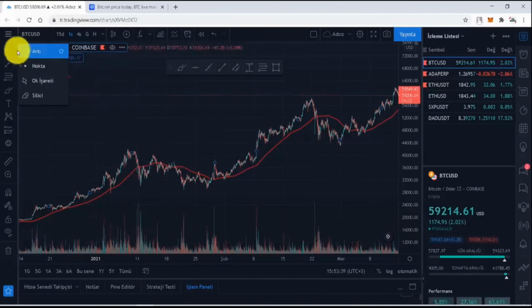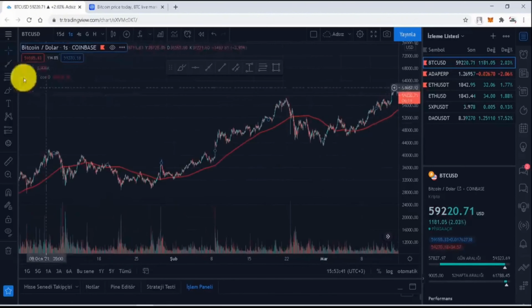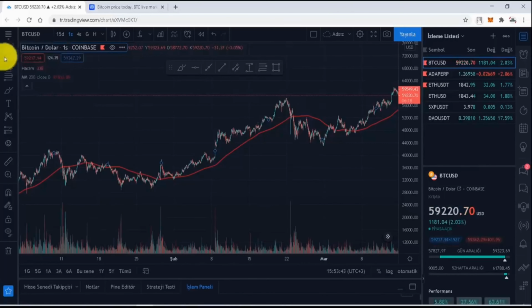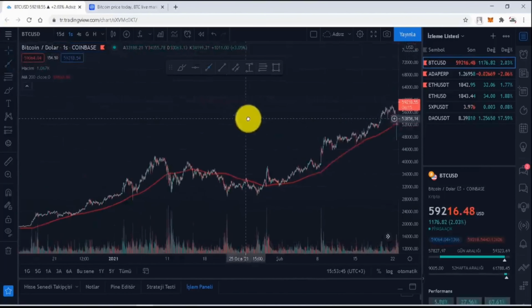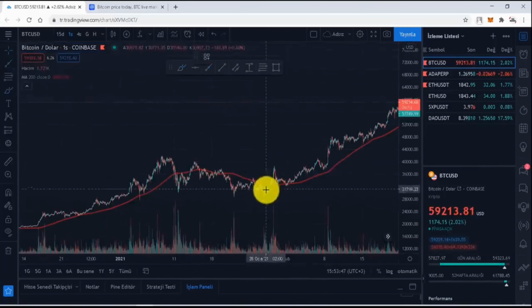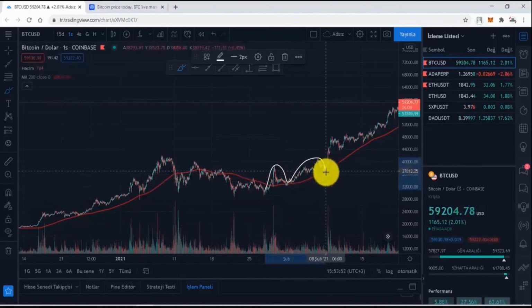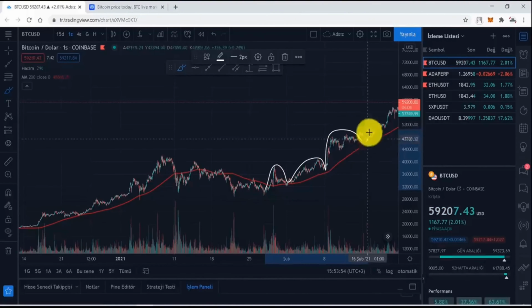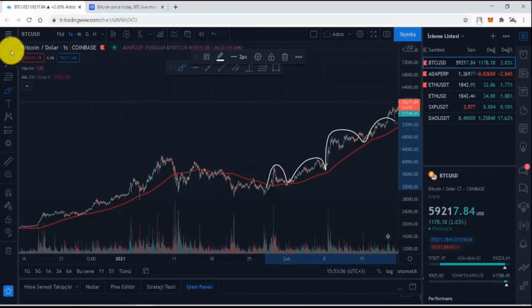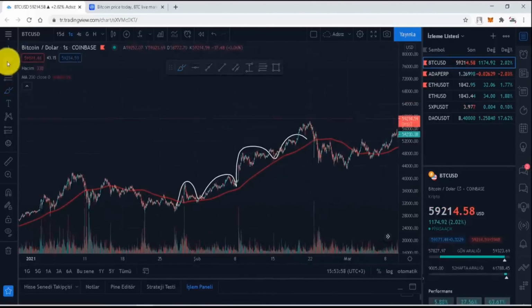Here, the price is above the 200-day moving average. For example, look, we are above the 200-day moving average. The price is above the 200-day moving average here. When the price is above the 200-day moving average, this 200-day average acts as a red line that always provides support. The price often reverses. Our strongest support here is the 200-day moving average.